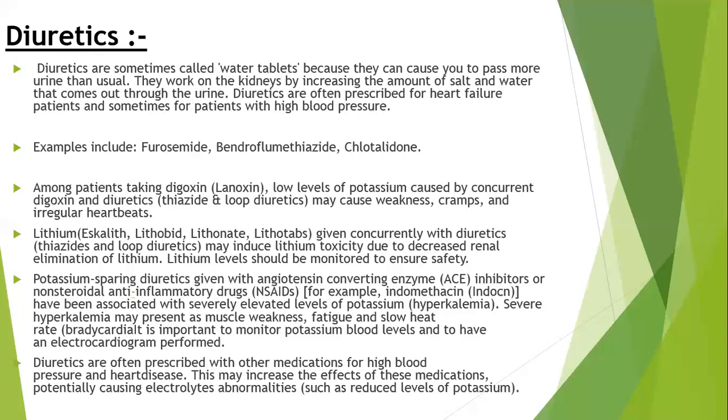Potassium sparing diuretics given with angiotensin converting enzyme inhibitors or non-steroidal anti-inflammatory drugs, NSAIDs, for example, like indomethacin, Indocin, have been associated with severely elevated levels of potassium, and a severe slow heart rate like bradycardia. It is important to monitor potassium blood levels and to have an electrocardiogram performed. Diuretics are often prescribed with other medications for high blood pressure and heart disease. These may increase the effects of this medication, potentially causing electrolyte abnormalities such as reduced levels of potassium.